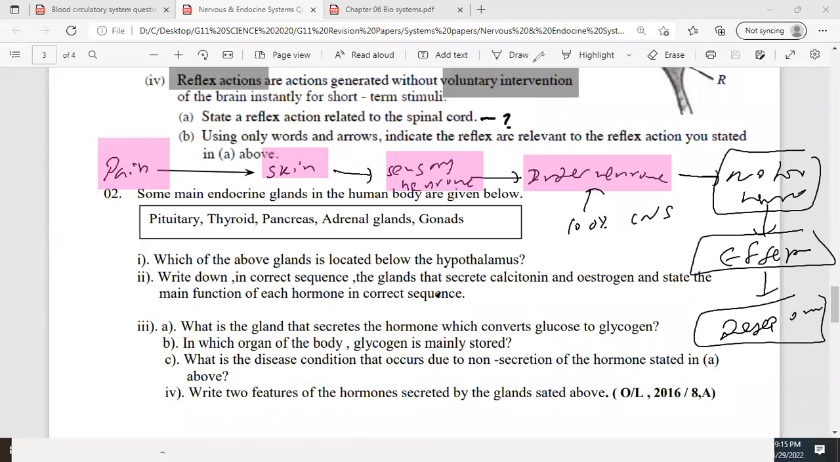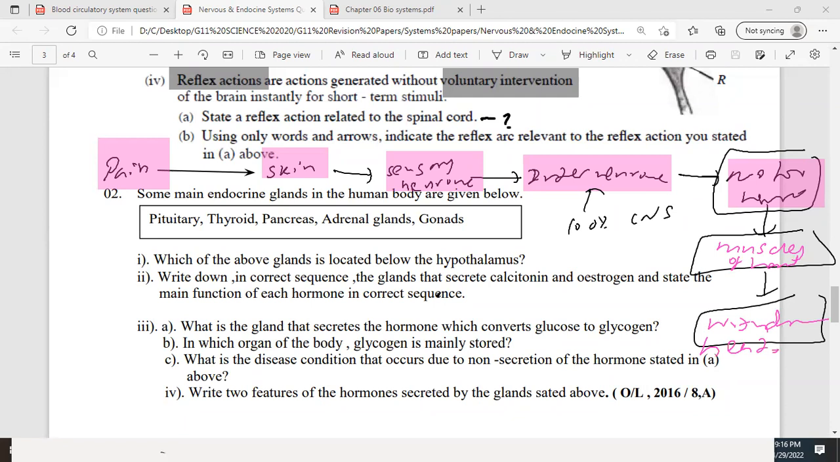So this order you should know if they ask you to write it in the exam. There are many examples like this. So what will the response be? Withdrawing the hand. Don't write just effector here. You have to write which effector, because they have given the situation. For this example you can write the muscles of the hand. And the response will be withdrawing the hand.